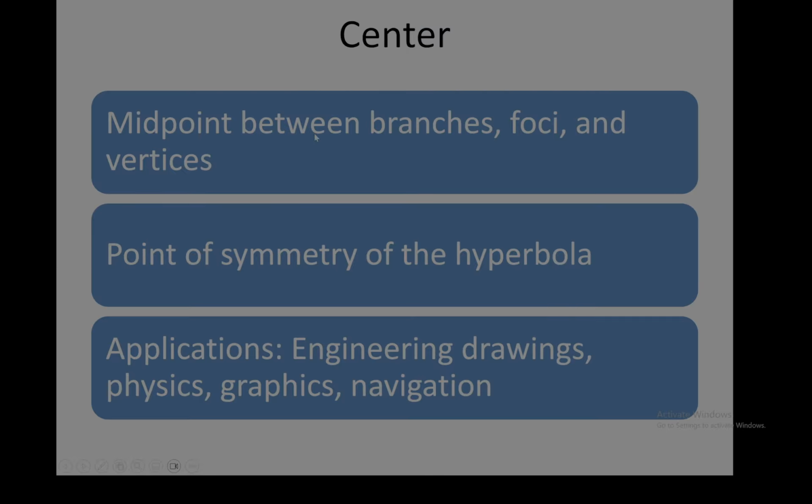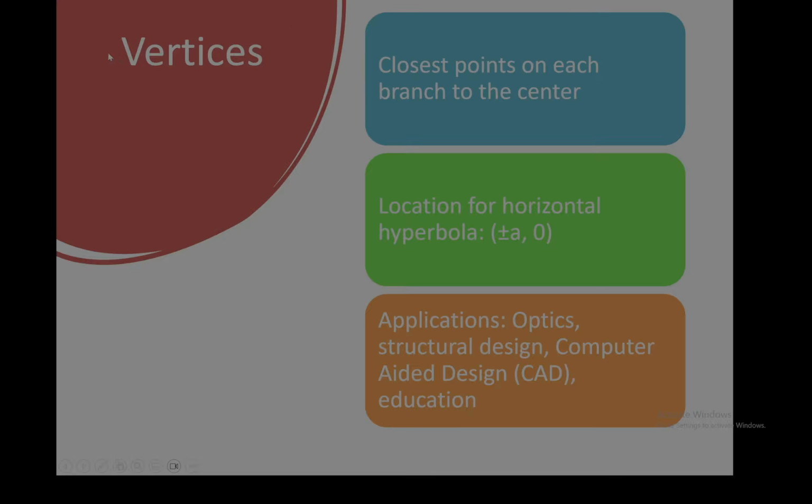The center is the midpoint between the branches, foci, and vertices, as we already saw in the picture. It is the point of symmetry of the hyperbola. Applications: engineering drawing, physics, graphics, and navigation. Now the vertices: you have two vertices, the closest points on each branch to the center. The location for a horizontal hyperbola is plus or minus a, 0, the two points I showed before. Applications: optics, structural design, computer-aided design (CAD), and education.